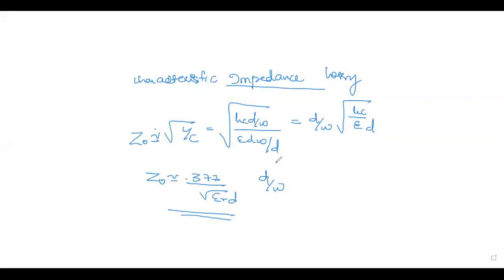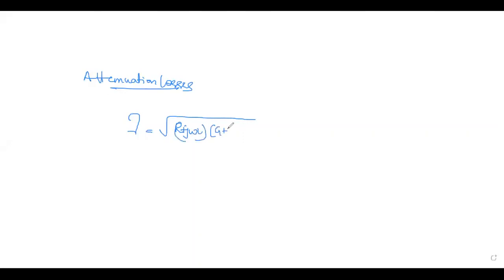The next thing you have to derive is, clear the screen, the attenuation losses. The derivation is the same as in your first module. You have to find out the propagation constant. This is again for a lossy medium. So you'll be taking the same formulas, R plus j omega L, G plus j omega C, and you are taking j omega LC outside.